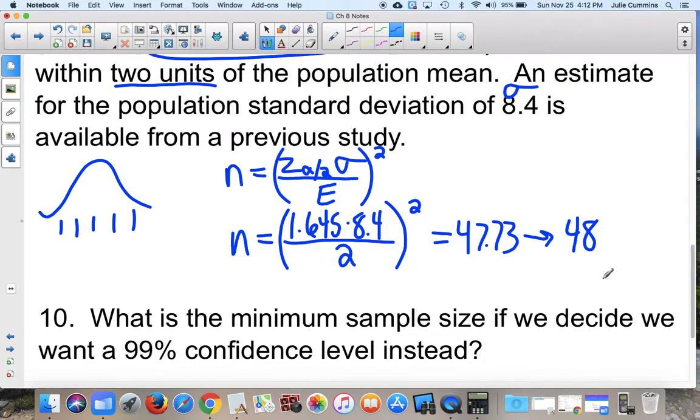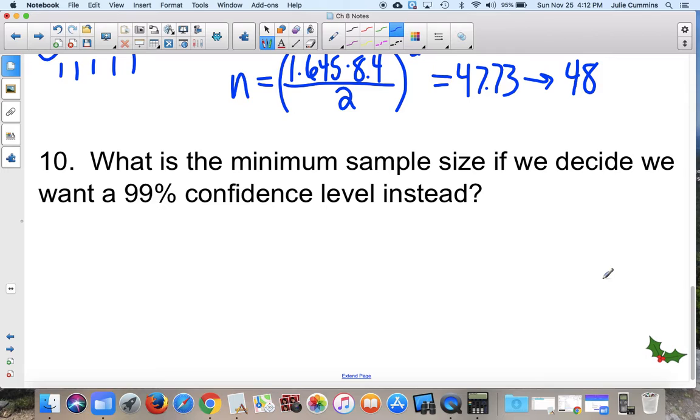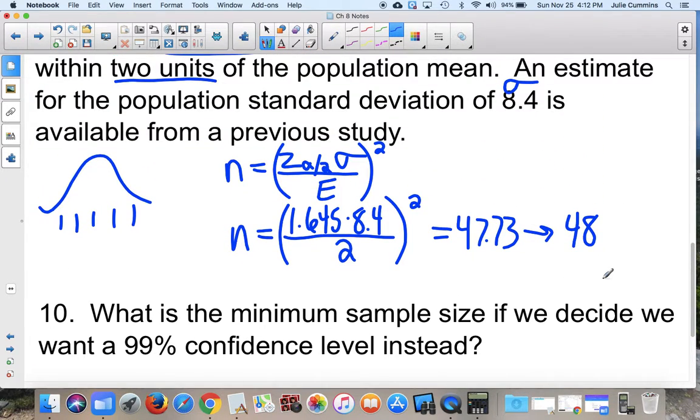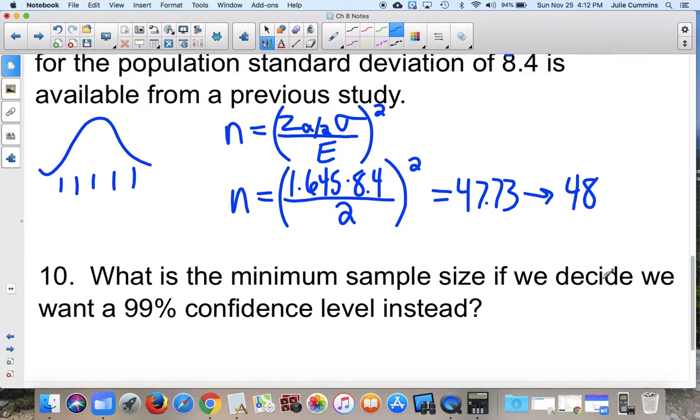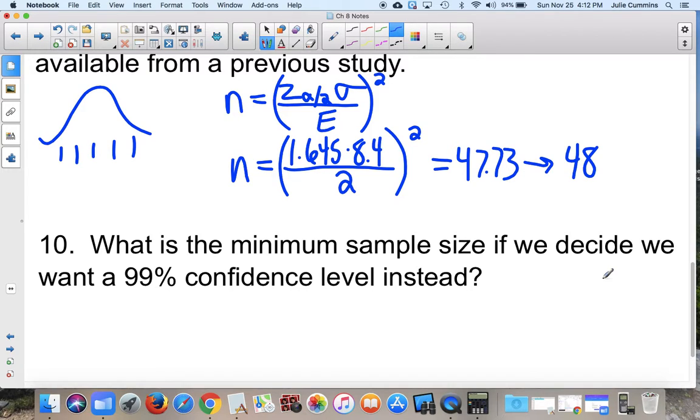All right, let's take a look at this one, the last one for the day. We want to know the minimum sample size if we decide instead we want a 99% confidence level. So we decided on our last one that wasn't good enough. We had a 90% confidence level. Now we want to go to 99%. So to get to that, we're going to need a larger sample. So we're going to rework that formula. So still n equals our critical value of z times sigma over E. We're going to square the whole thing.